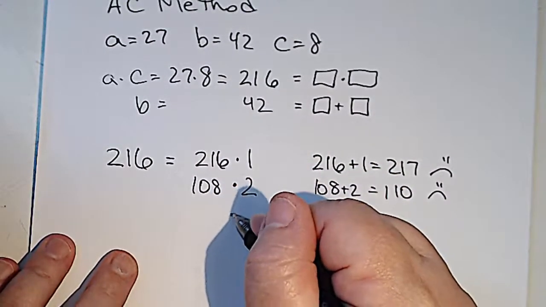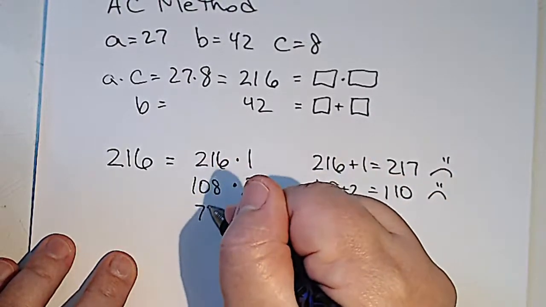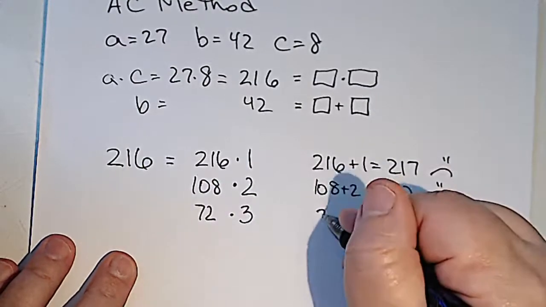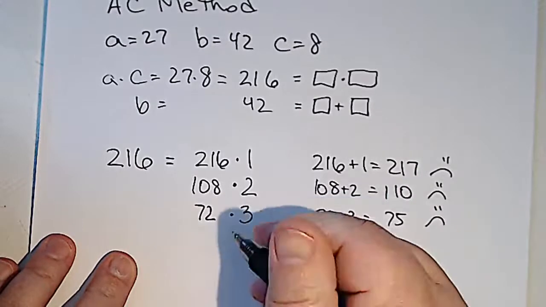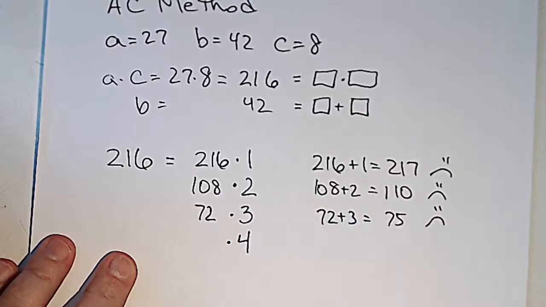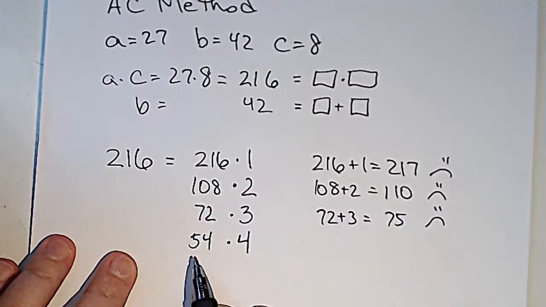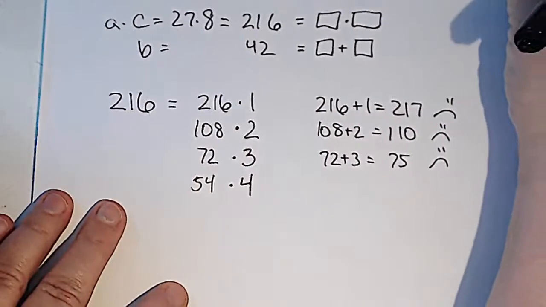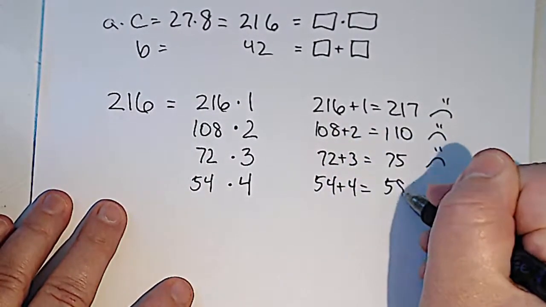Okay, does 3 go into it? Yes, it does. So this will be 72. 72 times 3 is 216. 72 plus 3, 75. That's no good. Does 4 go into it? Yes. 4 goes into it 54 times. 54 times 4 is 216. 54 plus 4 is 58. But we're getting closer, right?